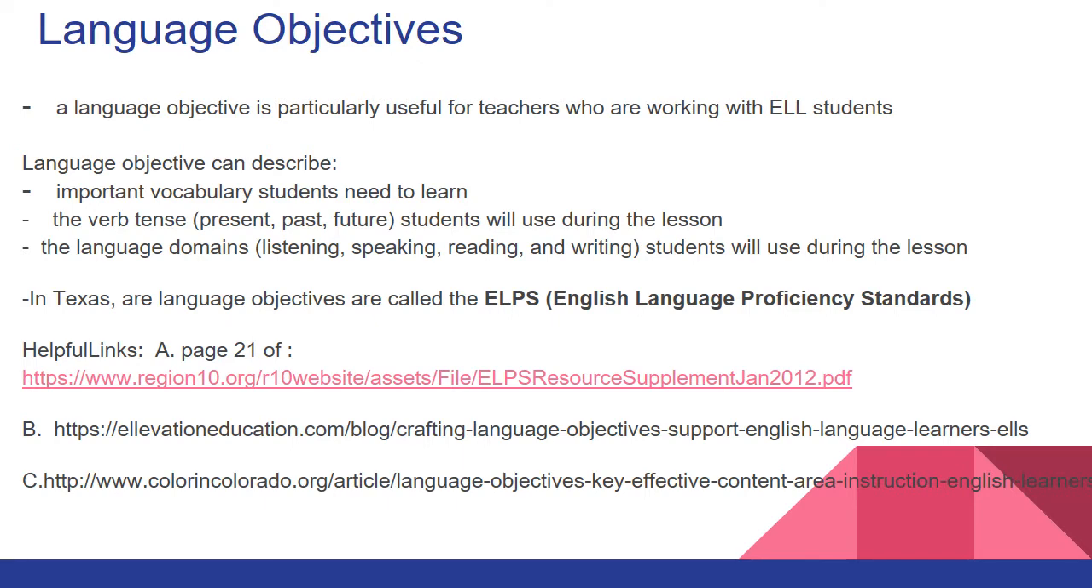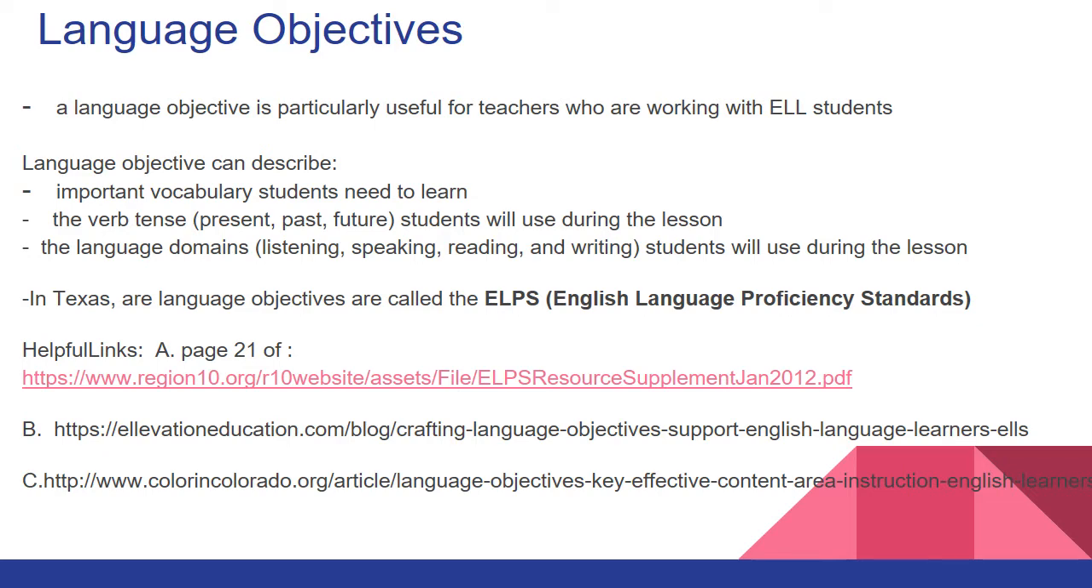through writing. So, language objectives also discuss not only what vocabulary students will need to know, but also how students will use language. What verb tenses, the present tense, the past tense, the future tense, will students use during the lesson to speak about the content and to write about the content? Also, what kind of verb tense will they see in the text they read as part of learning that lesson?